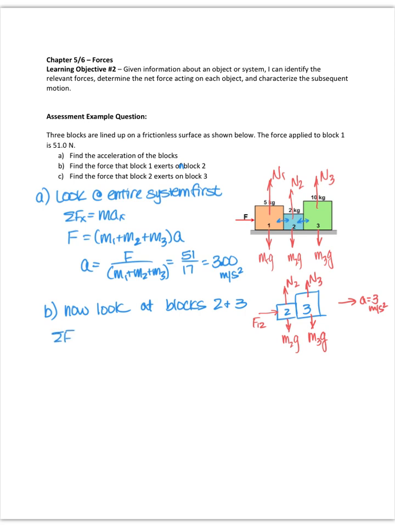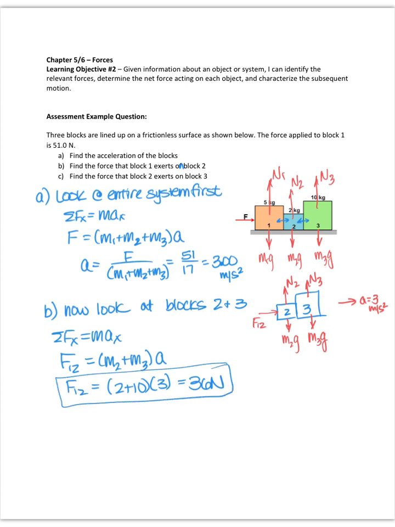When we look at the forces in the x direction and how they cause some acceleration, now the force that's responsible is that force that block number 1 exerts on block number 2. It's going to accelerate blocks 2 and 3 with that acceleration that we know. So this ends up to be 2 plus 10 times the 3, and so that's 36 newtons is our force that 1 exerts on 2. So that's part B.